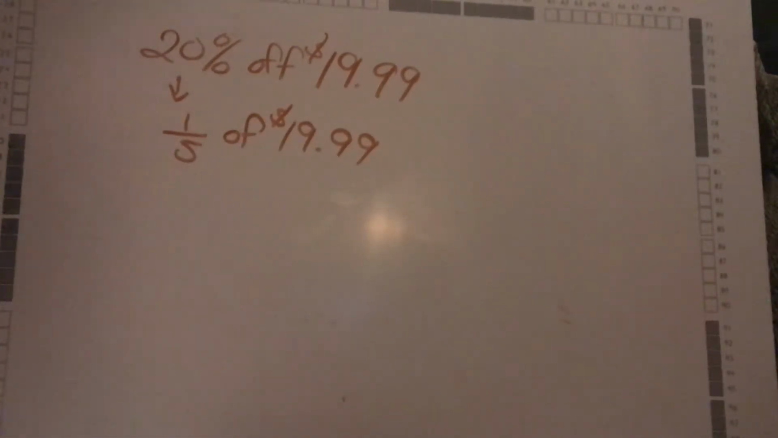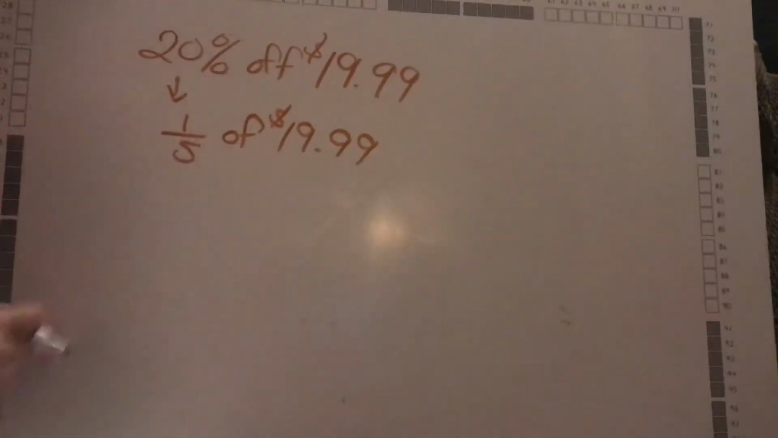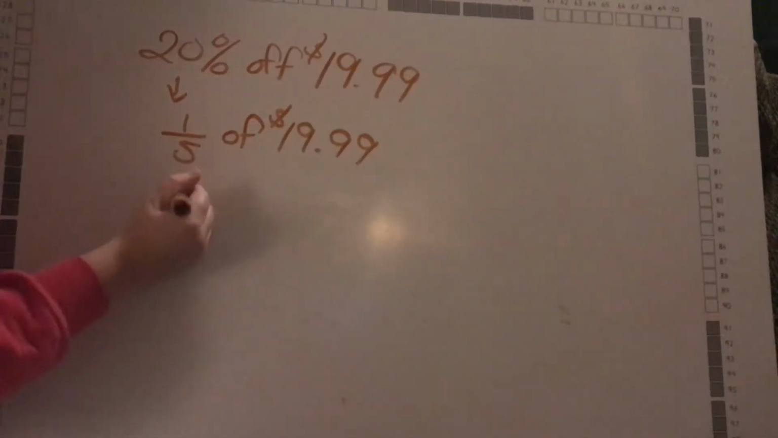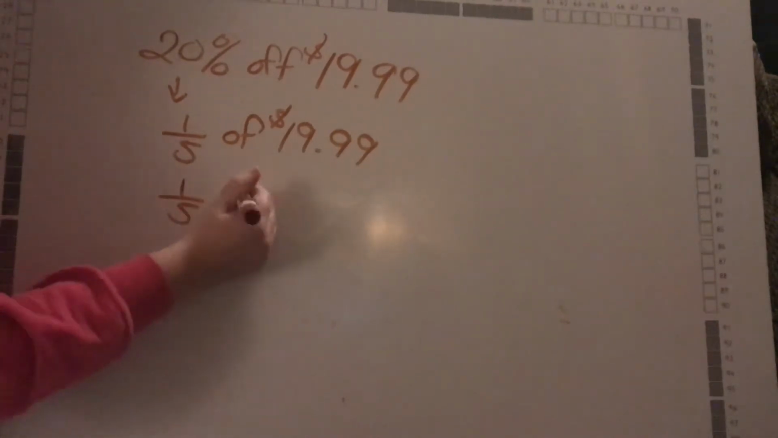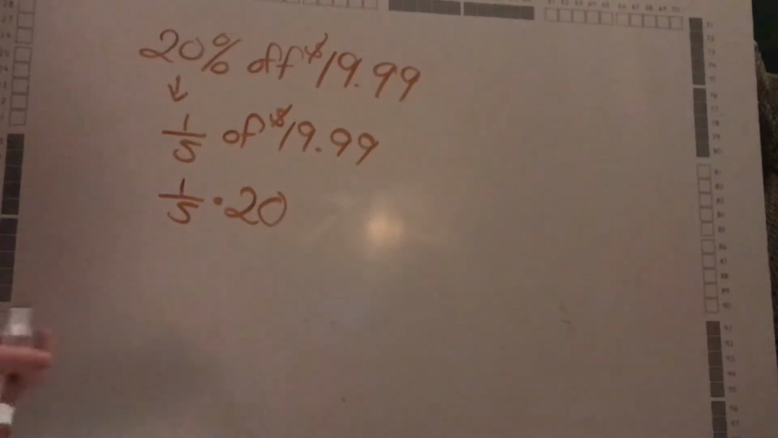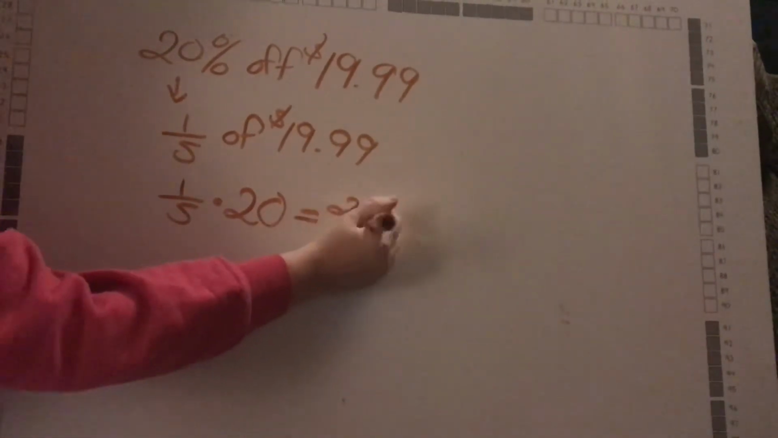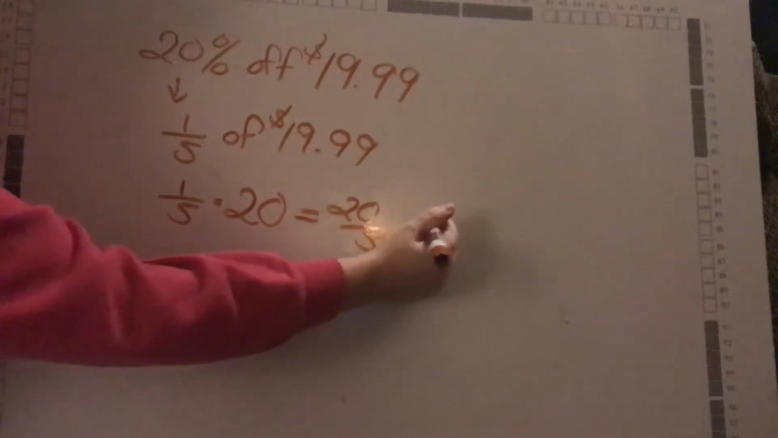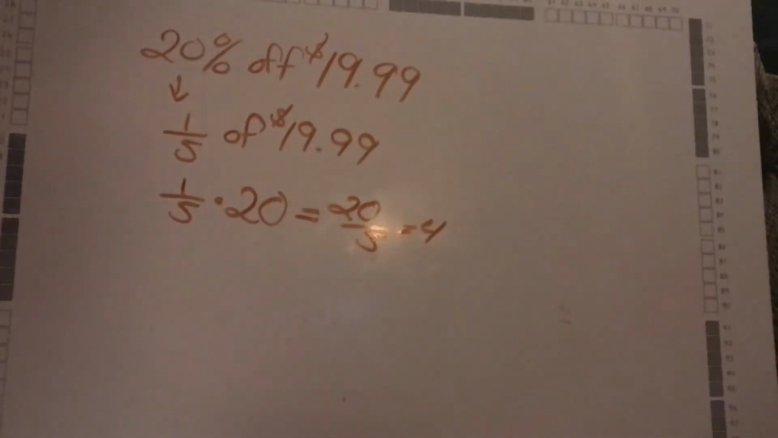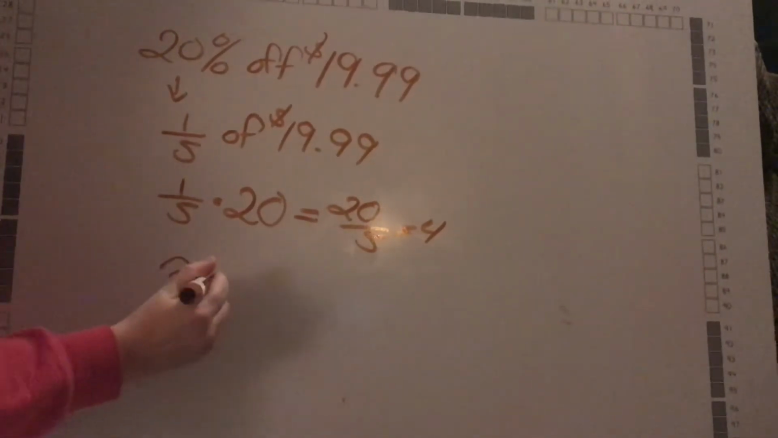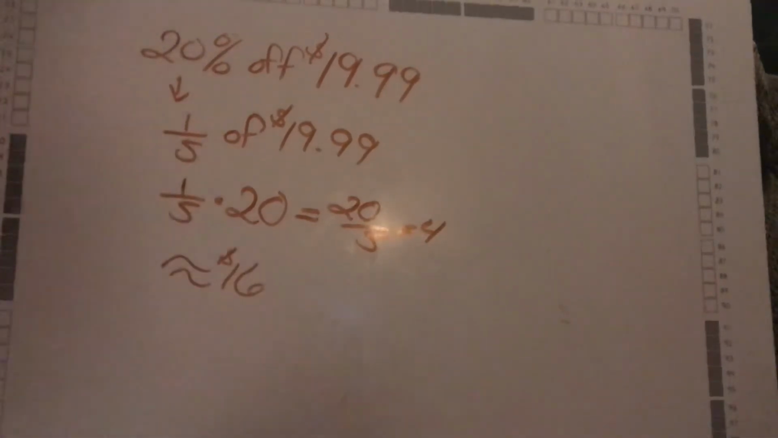We could leave it like that, multiply 1/5 by 19.99, or we can round it up to 20. So we're going to do 1/5 times 20. Now, why are we going to do that? Because it's a lot easier to do 20 over 5, which equals 4, than it would be to divide 19.99 by 5. So 20% off of 19.99 is going to be about $4. So 20 minus 4, what's the price of the basketballs? They're going to be about $16.